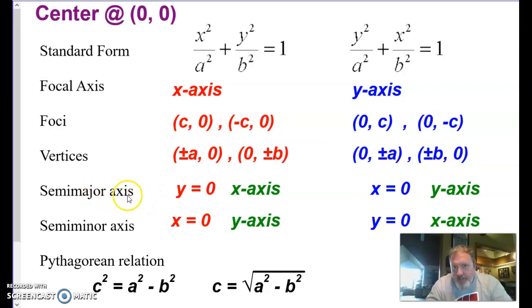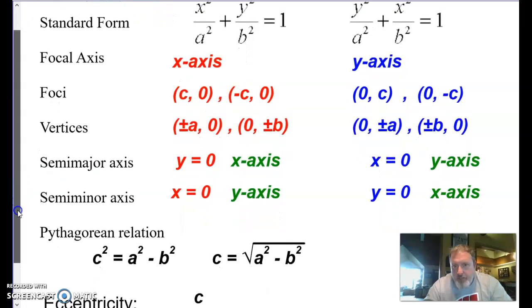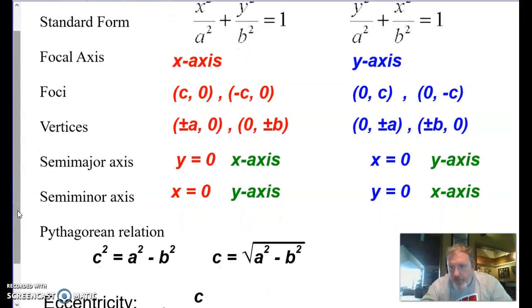Then our major axis or semi-major axis, that's the x-axis, which means the minor axis, also referred to as a semi-minor, is the y-axis. And just the opposite over here. When you refer to semi-minor or semi-major, that's just half of it, but typically we just use the terms major and minor. All right, the Pythagorean relationship here, normally a squared plus b squared equals c squared.